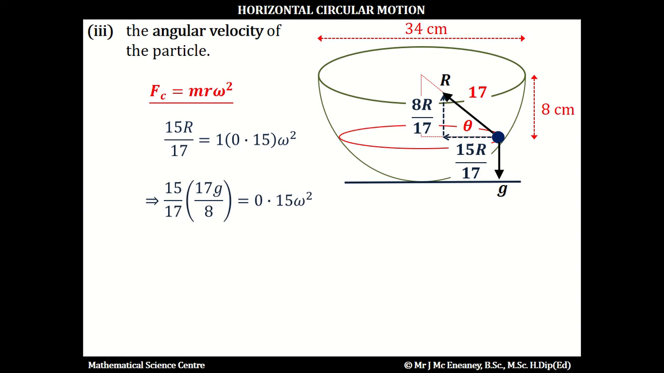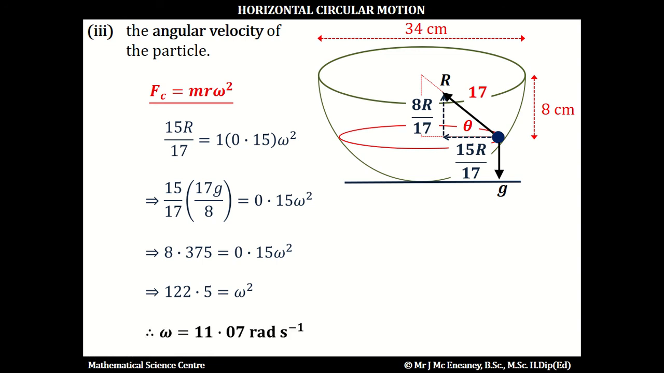Now, R we worked out as 17g over 8. Now you can see the 17s will cancel. This gives 15g over 8 equals 0.15 omega squared. And the 15g over 8 works out as 8.375. If you bring the 0.15 across and divide, this means omega squared is 122.5, which means omega is the square root of that, and that works out as 11.07 rads per second.